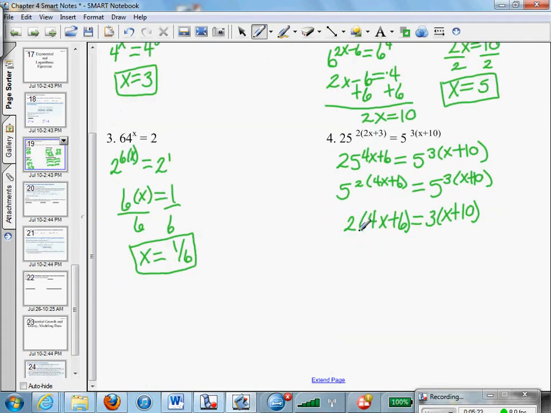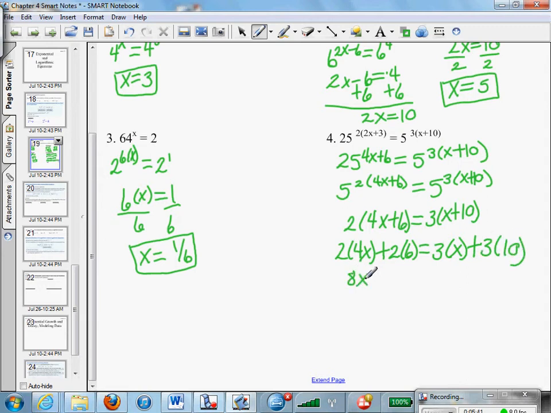So what I would do is go through and distribute: 2 times 4x plus 2 times 6 equals 3 times x plus 3 times 10. Let's go through and simplify. 2 times 4x is going to give you 8x, plus 2 times 6 is going to be positive 12. 3 times x is 3x, and then 3 times 10 is just a positive 30.